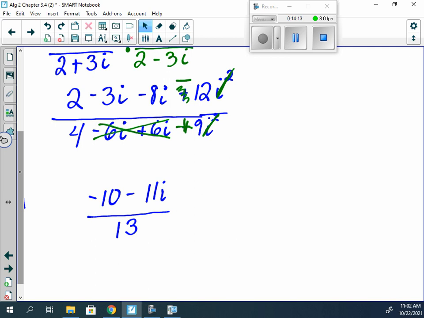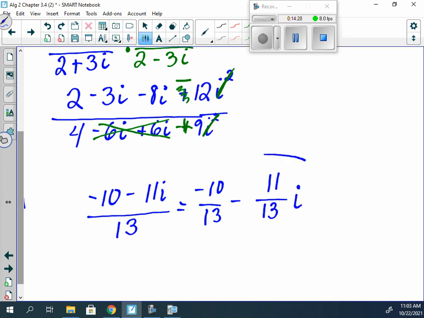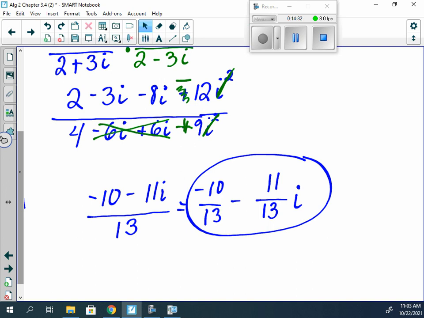And exactly, yes, because we do need to split this apart into our two fractions. Here we would have negative 10 over 13, minus 11 over 13 i. Now 10 and 13 won't reduce, 11 and 13 won't reduce, so this is the final answer.